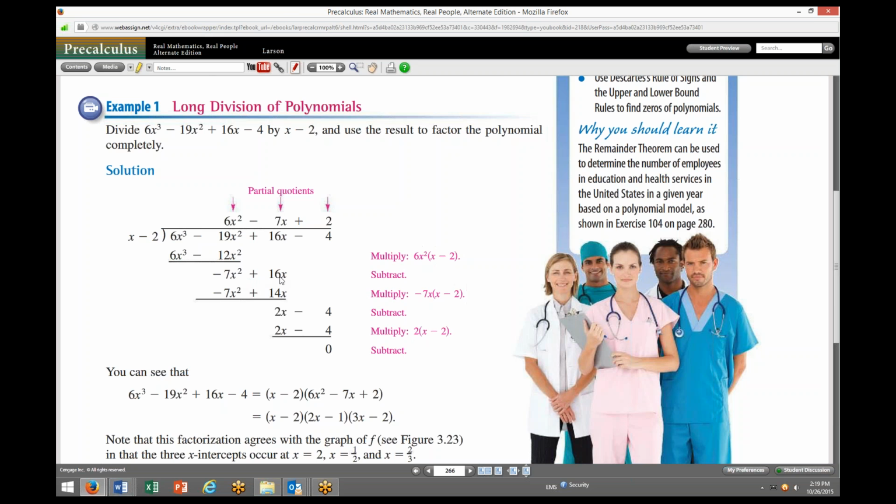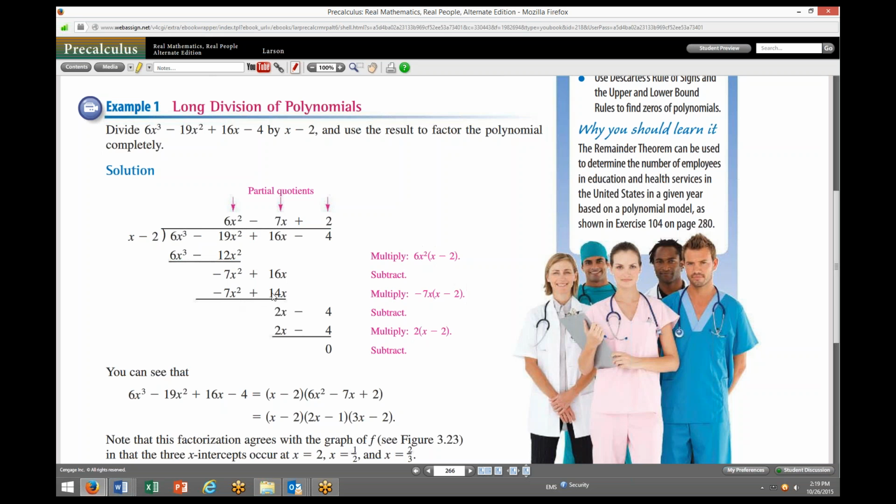All right, now we repeat the process. Start all over again. Ask ourselves, how many times does x go into negative 7x squared? And it goes negative 7x times. We write that up as a second partial quotient up here now. And then we multiply negative 7x times x and times the minus 2, one piece at a time. Negative 7x times x is negative 7x squared. Negative 7x times negative 2 is positive 14x.